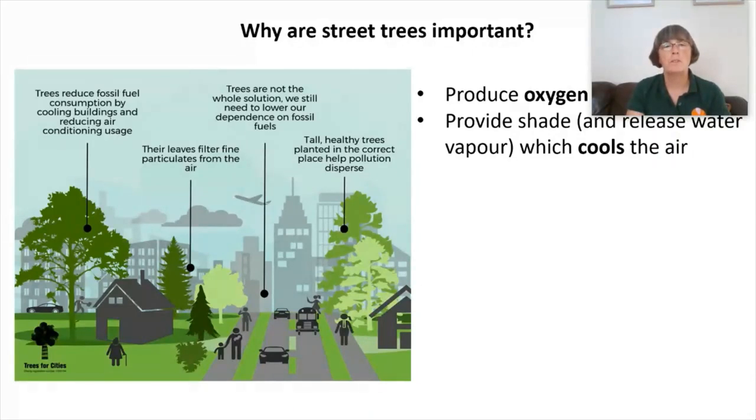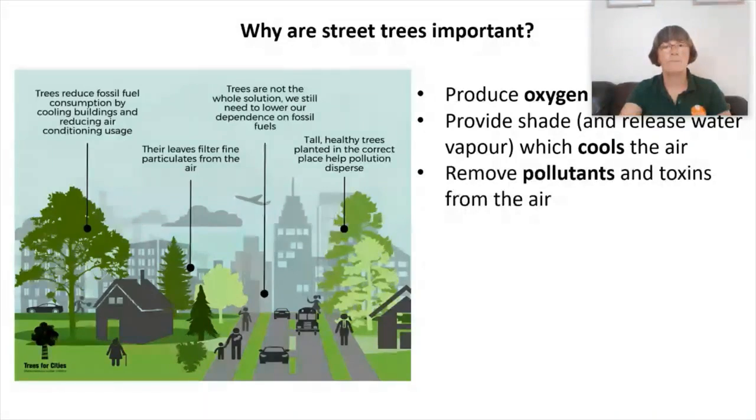If you've ever walked along a city street on a very, very hot summer's day and then end up under the shade of a tree, you'll know how much cooler it feels. And trees in cities can help to reduce the temperature by as much as 8 degrees. They can remove pollutants and toxins from the air. As we drive around our cities, unfortunately, lots of tiny little particles end up in the air, and these we can breathe in, and they're not very good for us. Trees help to remove some of those.